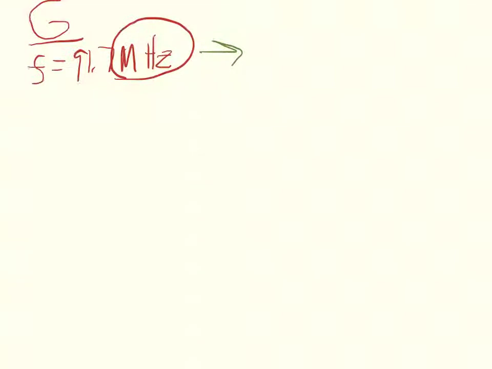What we saw earlier is that 1 megahertz is equal to 1 million hertz. So this one's pretty easy. We just take 91.7 times 10 to the 6th hertz. And easy peasy, lemon squeezy. There it is. So we have our frequency.